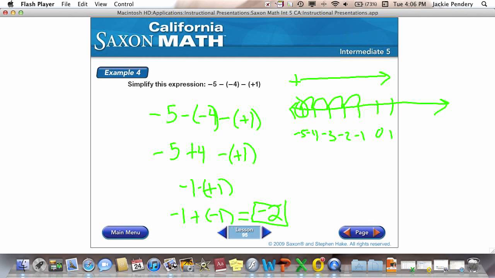Okay, go ahead and do the lesson practice. You have A through M tonight. Make sure you follow all of the directions, and we will see you tomorrow.